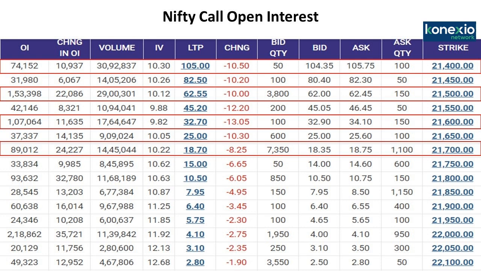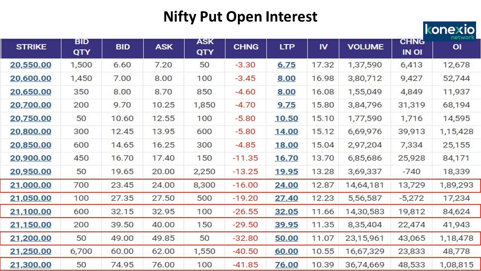Now let us discuss the Nifty put data. You will see on the screen, in Nifty puts, the action was seen in 21,300 puts, 21,200 puts, 21,100 and 21,000 puts. Now you can see there was a drop in the option premium. There has been rise in the open interest, rise in the volumes. Implied volatility is between 10.39 and 12.87.